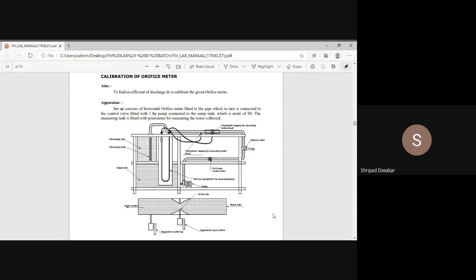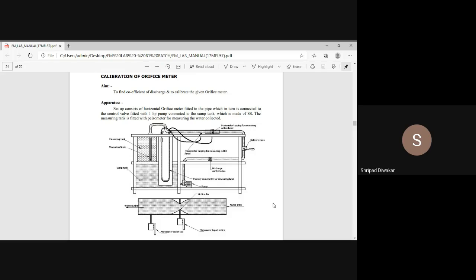So orifice meter, Venturi meter, all these devices work on the principle of Bernoulli's theorem. Okay, Bernoulli's theorem means the total energy in a fluid flow remains constant at any point. So this total energy consists of three energies: kinetic energy, potential energy, and datum energy. That I'll give the equation.